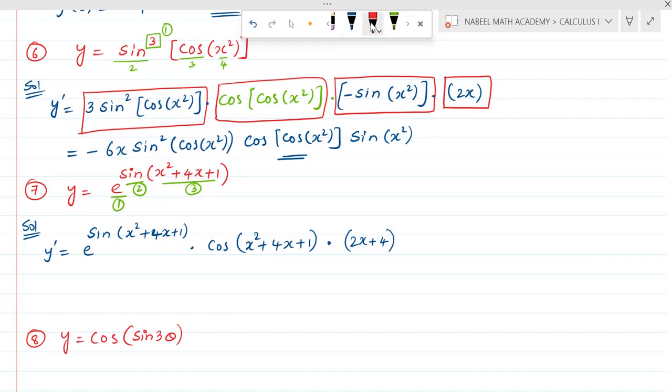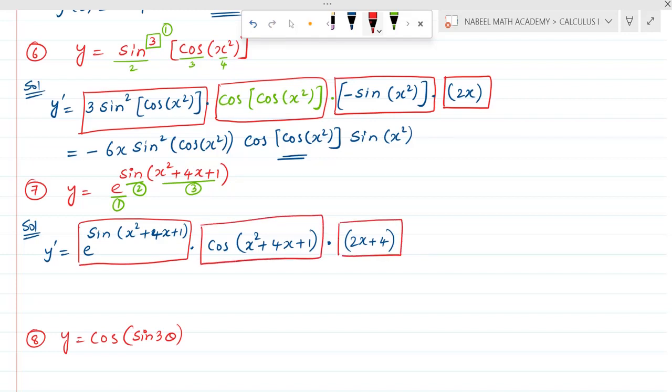So if you see here, you have three differentiations. What are they? This is number one, the e differentiation, then sine differentiation is cosine, then the inside, x square plus 4x plus 1, is 2x plus 4. So this is the final answer. You cannot simplify further, leave it as it is.